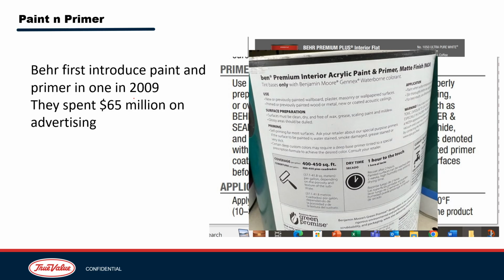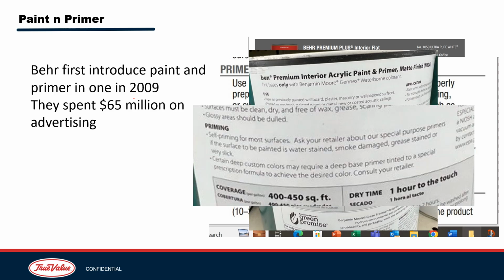Now let's look at Benmore's Ben paint. Looking on the label, it states self-priming for most surfaces. You need to ask your retailer about special purpose primers if the surface to be painted is water stained, smoke damaged, grease stained, or very slick. Certain deep custom colors may require a deep base primer.